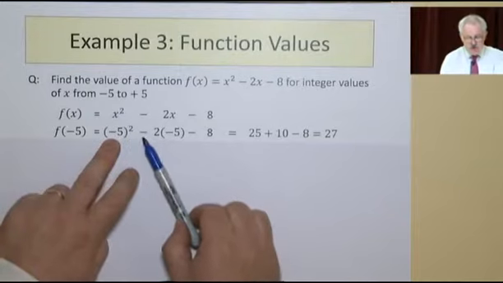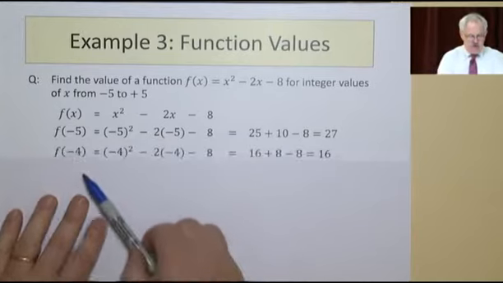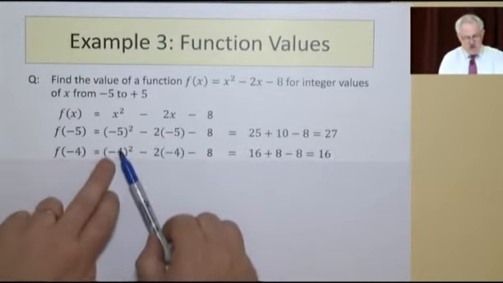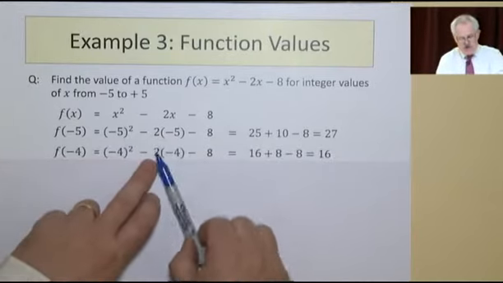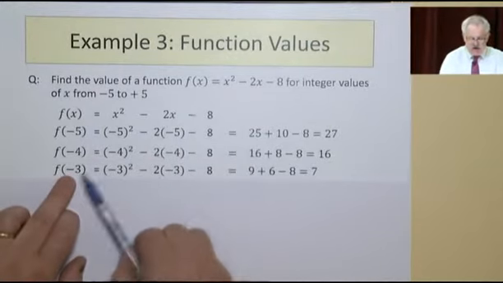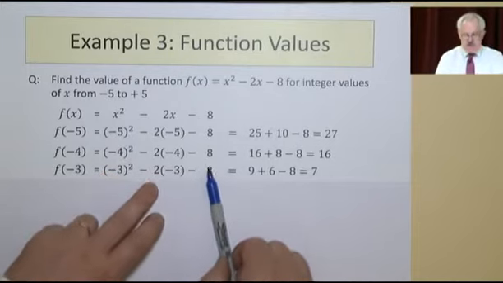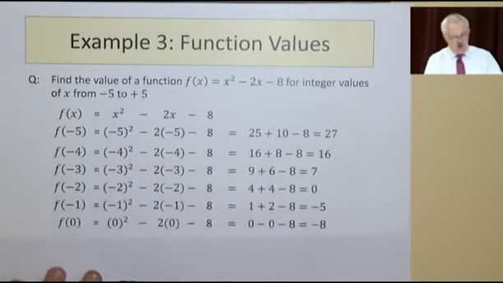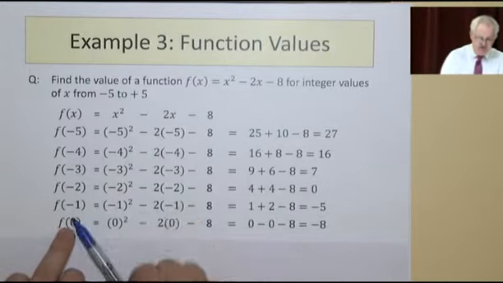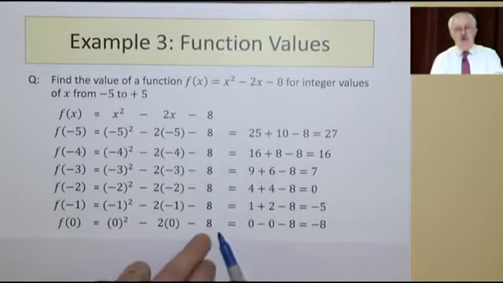Minus 5 squared, minus 2 times minus 5, minus 8. Minus 4 equals minus 4 squared, minus 2 times minus 4, minus 8. Minus 3 the next time is minus 3 squared, minus 2 times minus 3, minus 8, and all the way down until f(0). f(0), 0 squared, minus 2 times 0, minus 8.